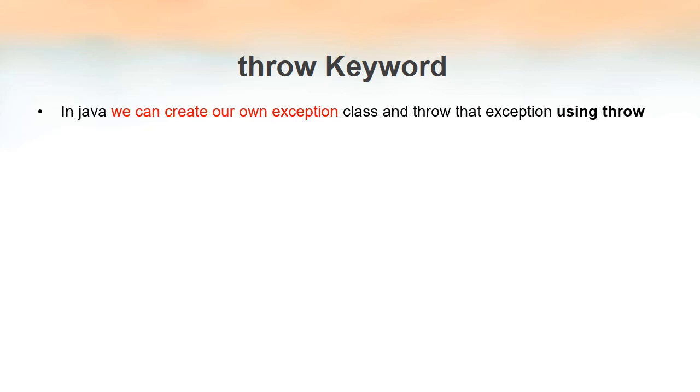Apart from the existing exceptions in Java, we can create our own exceptions. If we want to create our own exceptions, we have to write a class which will be extending the main exception class, which we will see later. We will be seeing one example, but the general idea is that we the programmers can create our own exception classes in Java. If we are creating our own exceptions, for throwing those exceptions when a situation occurs, we have to use the throw keyword.